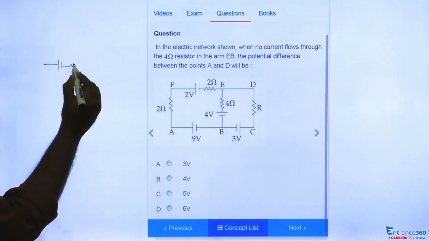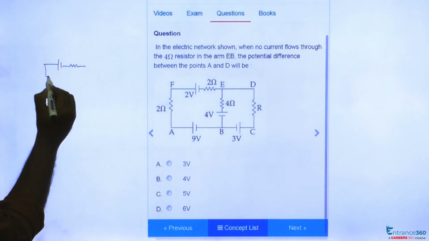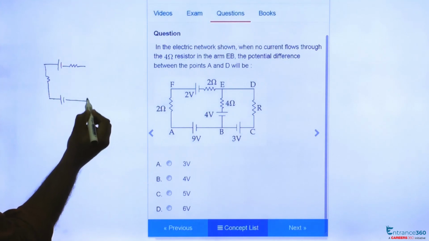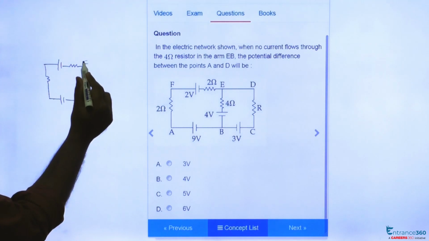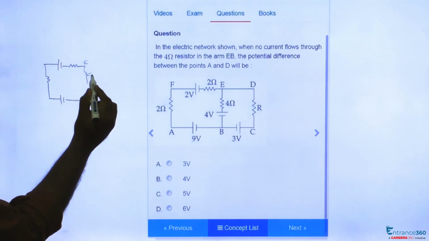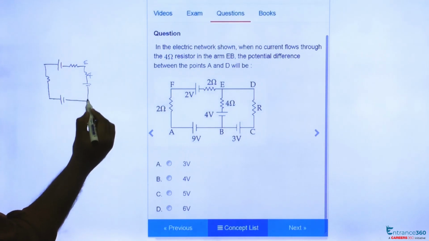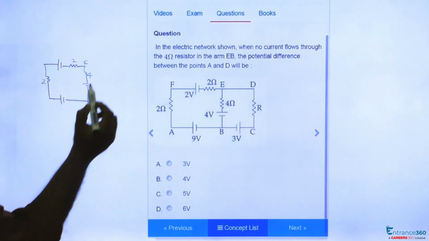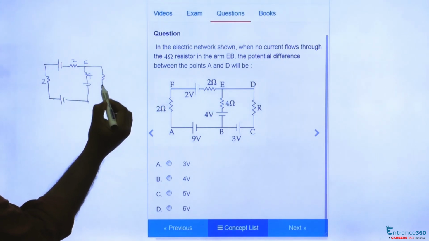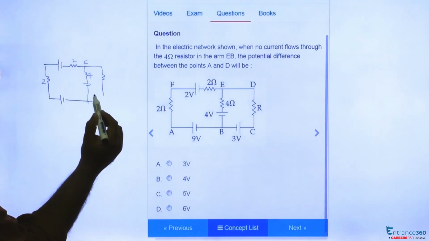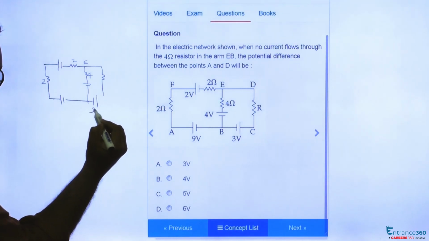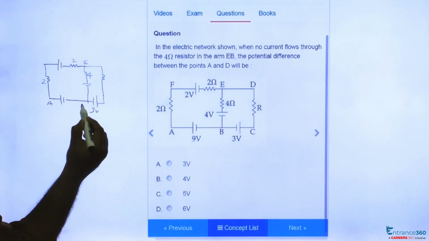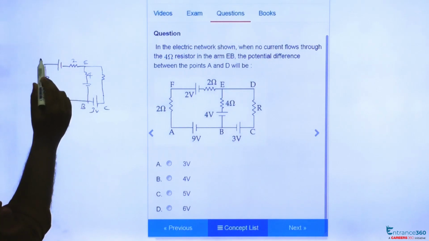a 2 volt battery with 2 ohm resistance, another 2 ohm, and we have a 9 volt battery. This is the point E. In between E and B, we have a 4 ohm resistance with a 4 volt battery. Then 2 ohm, which is also 2 ohm, R, and we have a 3 volt battery here. So A, B, C, F.